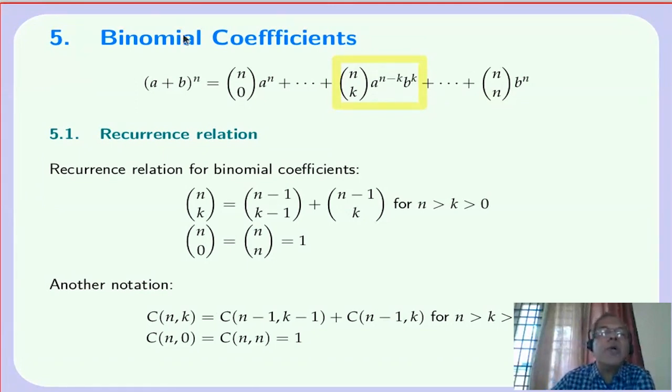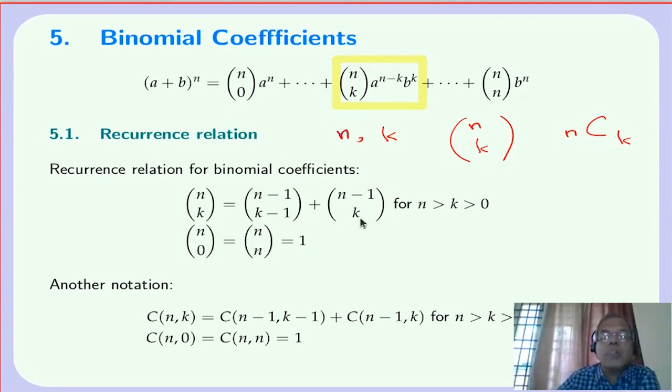The problem is, given two numbers n and k, we want to calculate the binomial coefficient n choose k, or in some notation, n choose k. What are the subproblems? To compute n choose k, we need both n minus 1 choose k minus 1 and n minus 1 choose k.